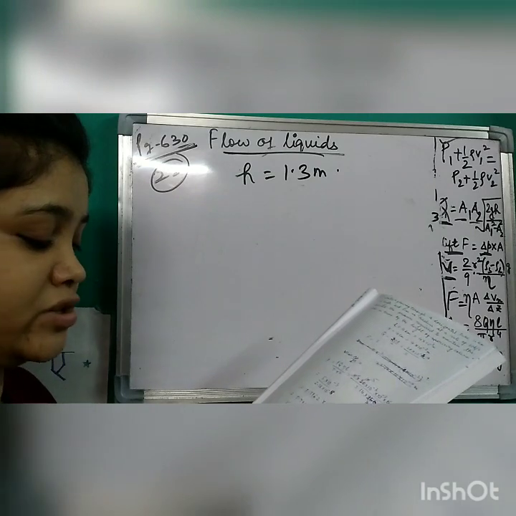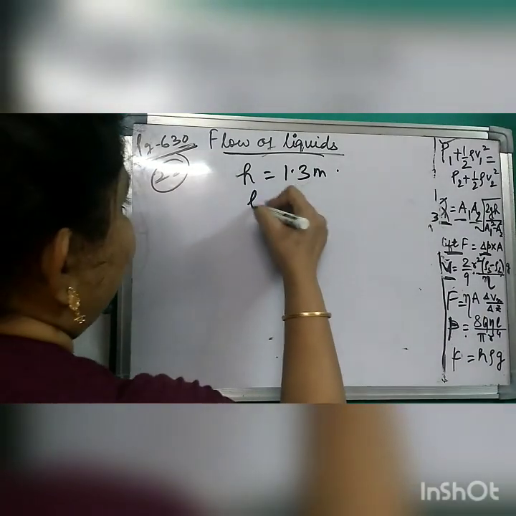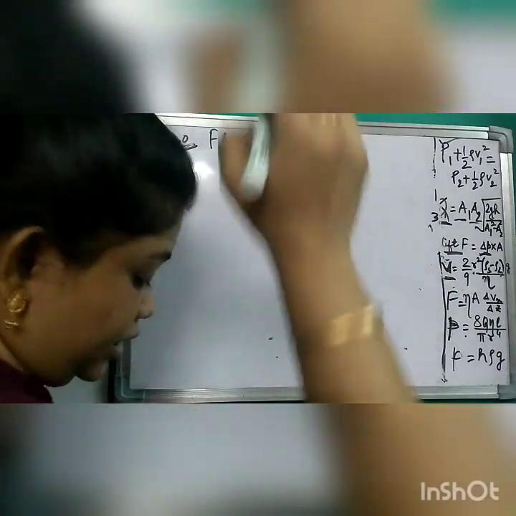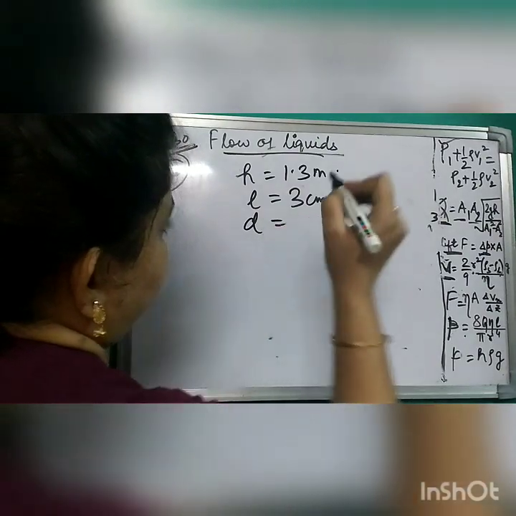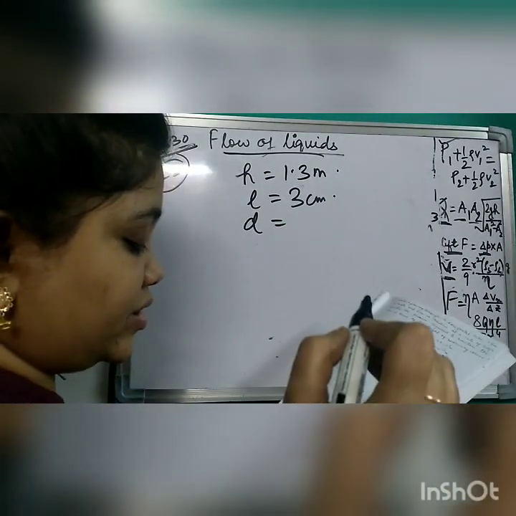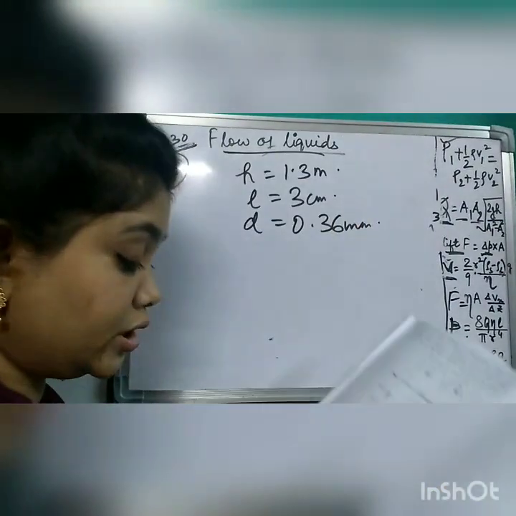Blood is given to a patient through a needle. The length of the needle is 3 centimeter, so L is given as 3 centimeter. It has an internal diameter. The diameter is given as 0.36 millimeter. I'm doing the conversion. Let me write down the quantities, then I'll do the conversion.